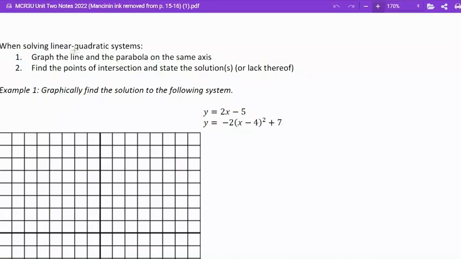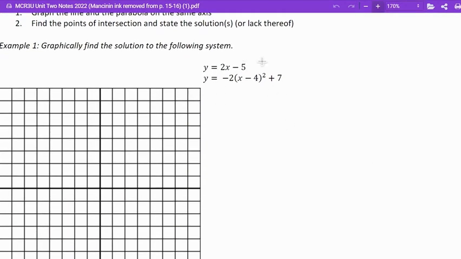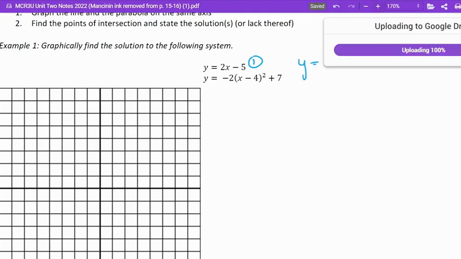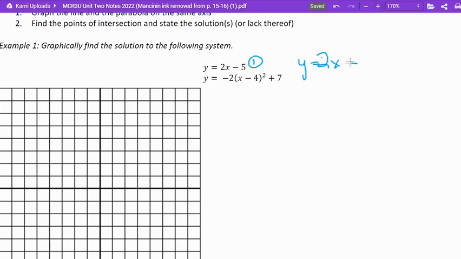Linear-quadratic systems graphically: you're going to graph the line and the parabola on the same axis. Then we'll find the points of intersection. So let's start off with this example. We've got a linear system, so we'll start with that one: y equals 2x minus 5.